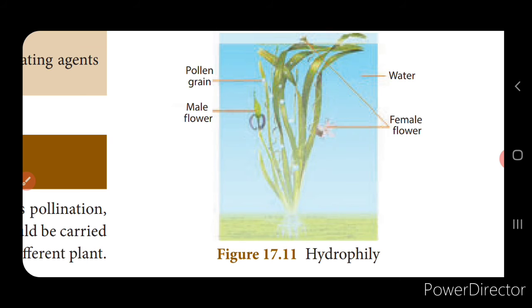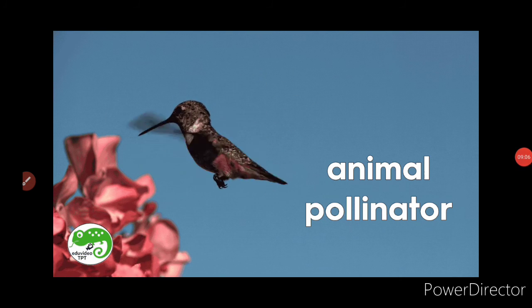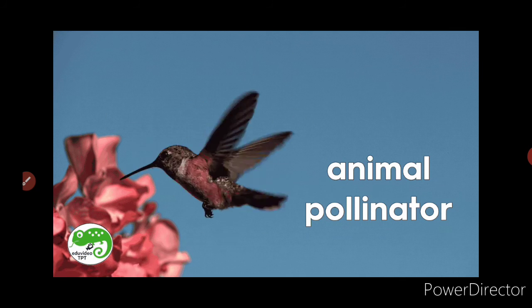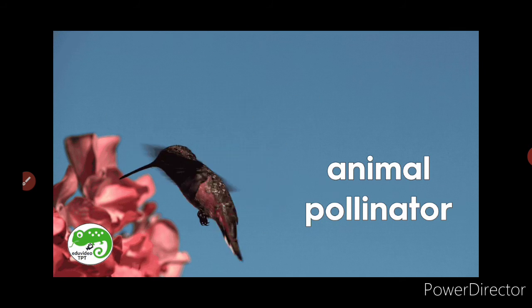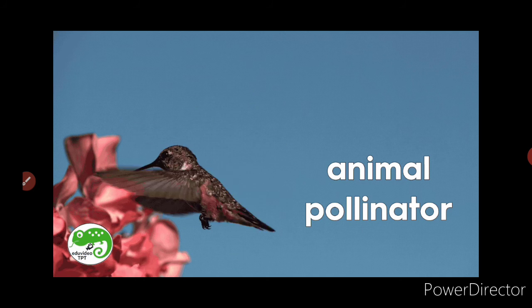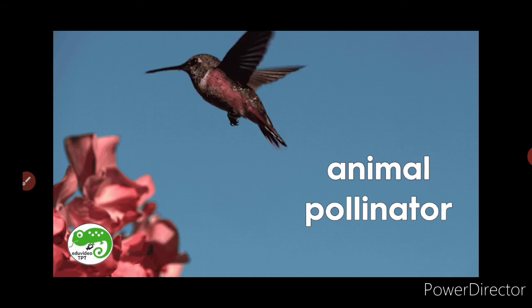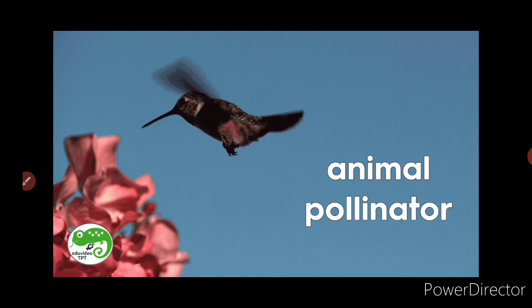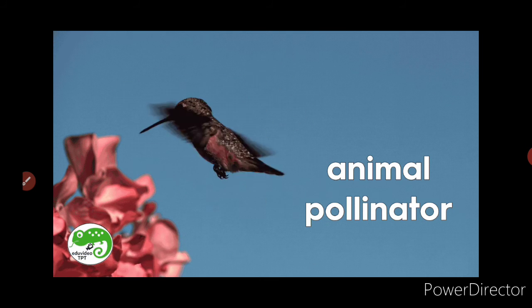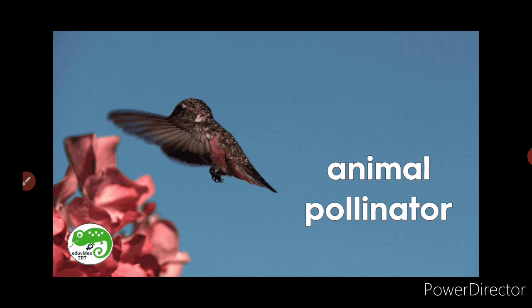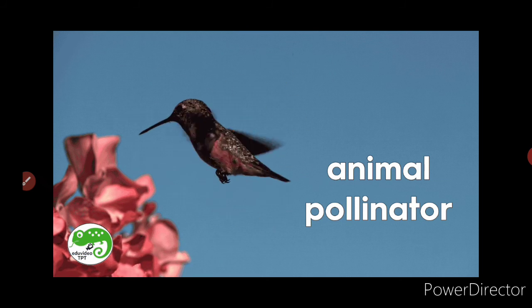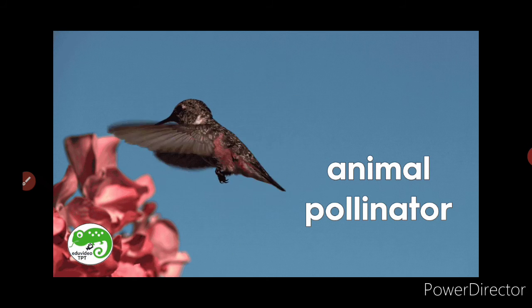The next one is pollination by animals. When pollination takes place with the help of an animal, it is called zoophily. The flowers attract the animals by their bright colors or scent, etc. Some birds or squirrels carry the pollen grains, and they are dropped onto the stigma of the other plant. For example, squirrels pollinate flowers of the silk cotton trees.